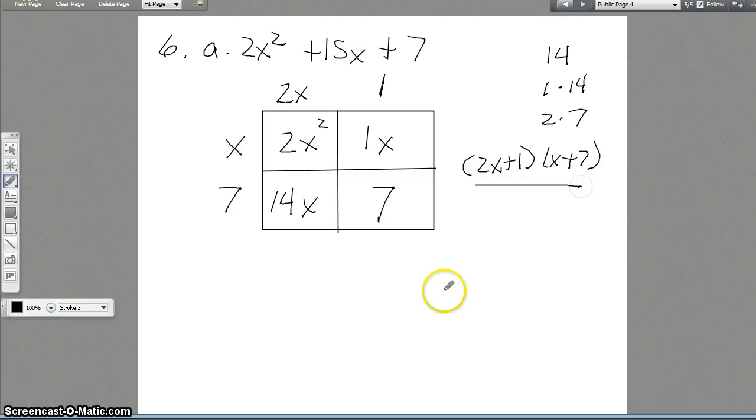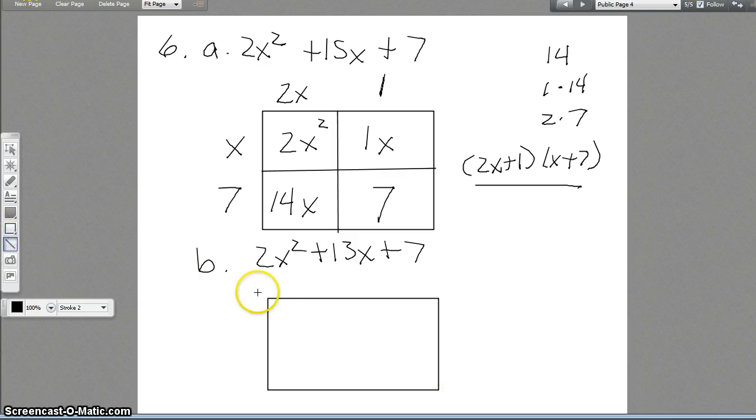Please write your answer in factored form. Don't just draw the grid. Okay, so now we're going to also look at part B, which is 2x squared plus 13x plus 7. So we're going to draw our grid again and put in our lines.